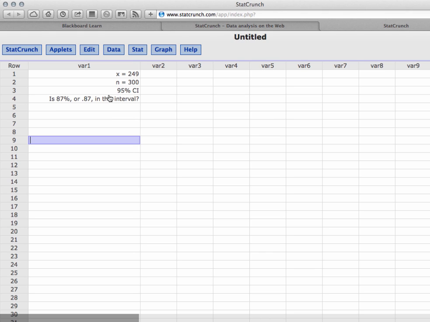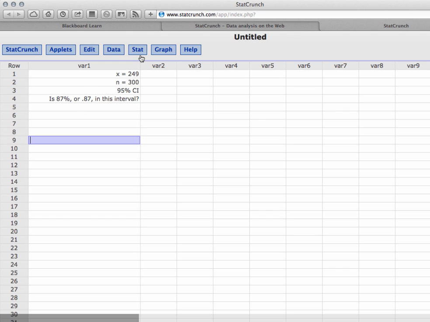Remember, we were told that a hospital was looking to determine whether or not 87% of all of their employees got their flu shots. So they took a sample of 300 individuals. They found that 249 received their flu shots. We wanted to create a 95% confidence interval and determine whether or not 87, or 0.87, is contained in that interval.